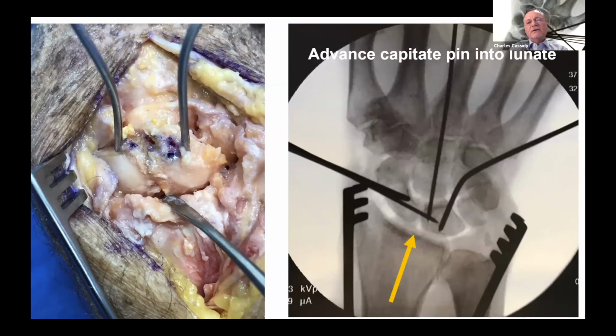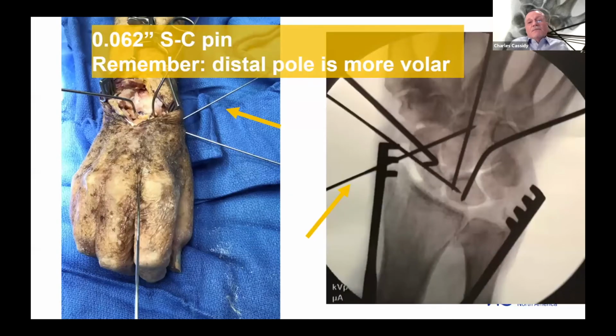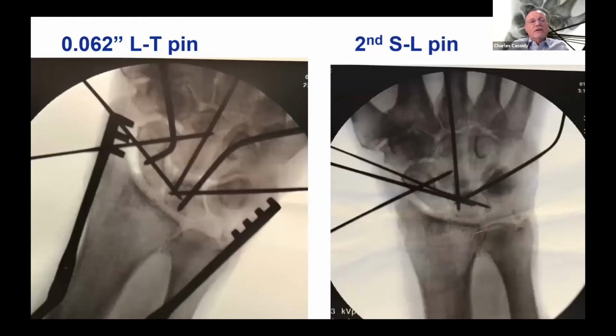You can see there, the gap is reduced. The lines are parallel. You can see, and that looks good on the left-hand side. So then I put the capitolunate pin in, so that construct is relatively stable, although, as Jesse mentioned, it could still slide with K-wire, so you got to be careful. Then I put a scaphocapitate pin in. Remember that the distal pole is more volar, so that you're going to end up distal to the styloid, and it's going to be a little bit more volar.